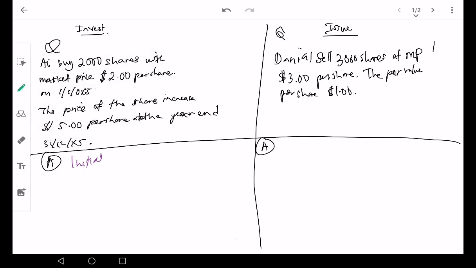Initially, Ali buys 2,000 shares. So you know he is an investor. Recognized as a financial asset. Later in your answer, I want you to explain why it's a financial asset and so on. Class, remember, you can also relate to the definition of equity instrument in your book.